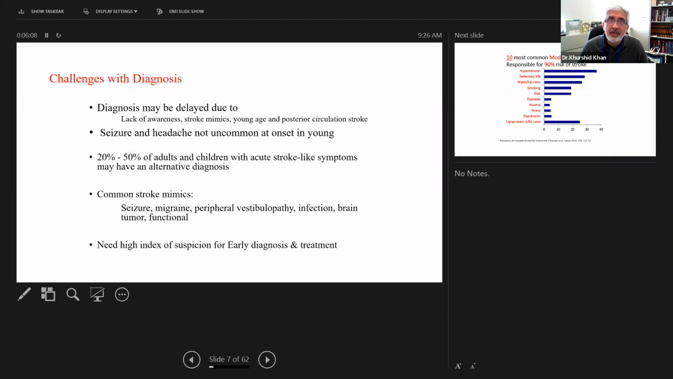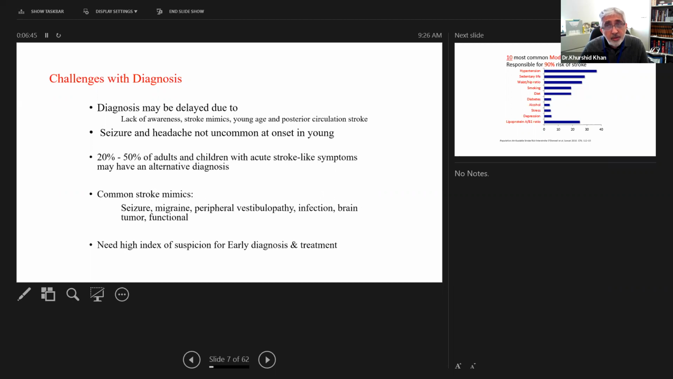And because of the young age, even in the medical setting, the physicians may not consider a stroke as the first diagnosis in these individuals. And sometimes the symptoms may cause a little bit of confusion, especially posterior circulation symptoms, because oftentimes younger patients may also present with headache and seizure at the onset more than the older individuals, and that may pose some confusion.